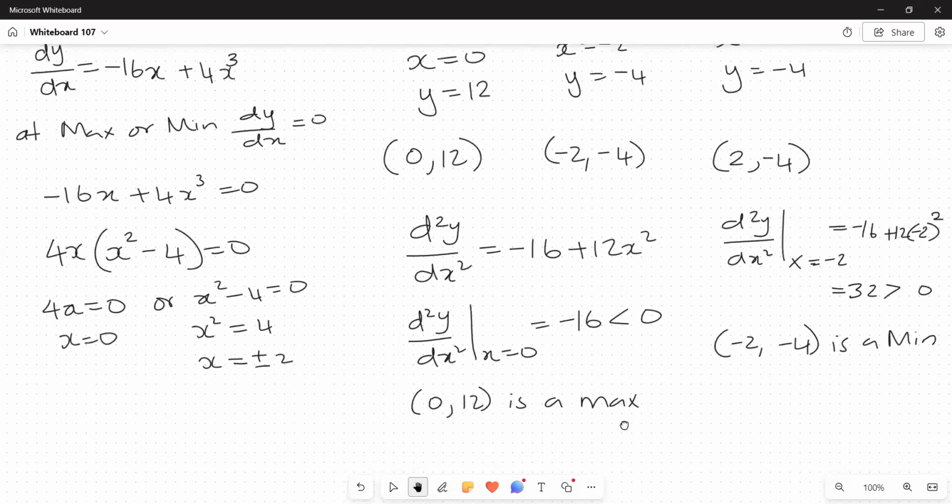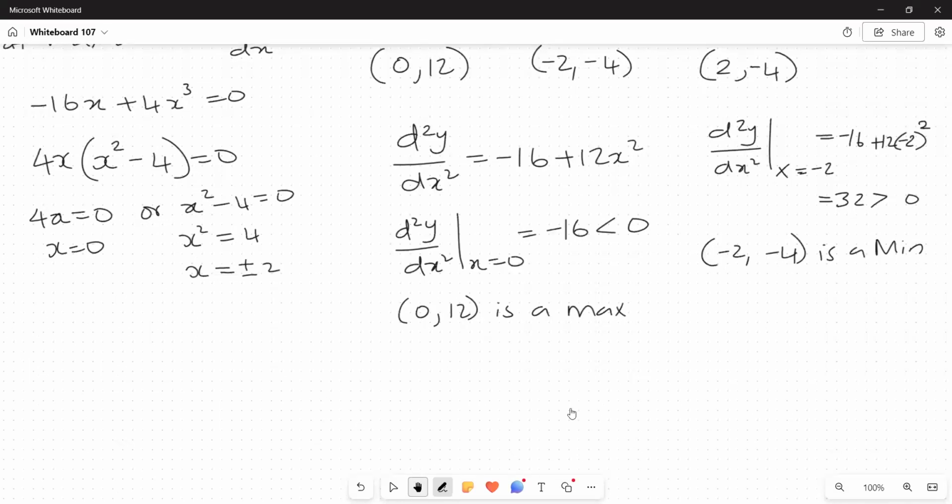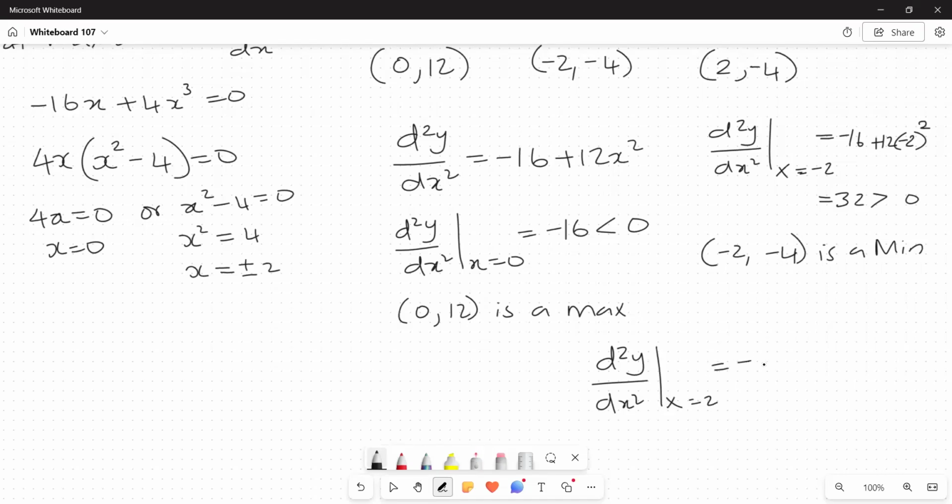And then we do the same thing with the last point. d2y/dx2 when x is equal to 2. This is -16, plus 12 times 2 squared gives us 32, which is greater than 0. And (2, -4) is a minimum as well. Okay, so we found our maximum and minimum points.